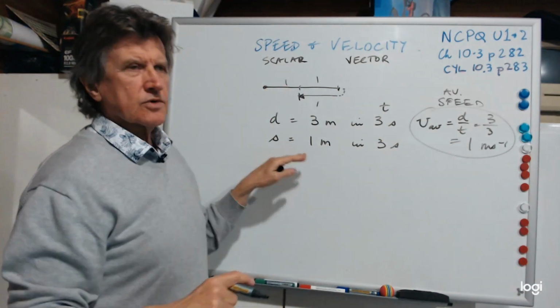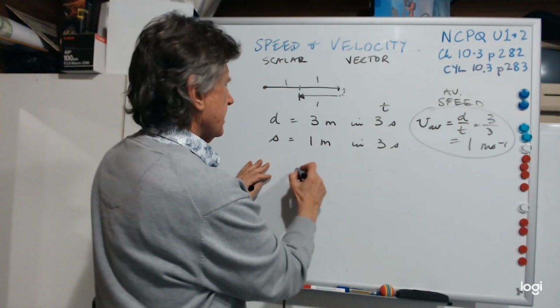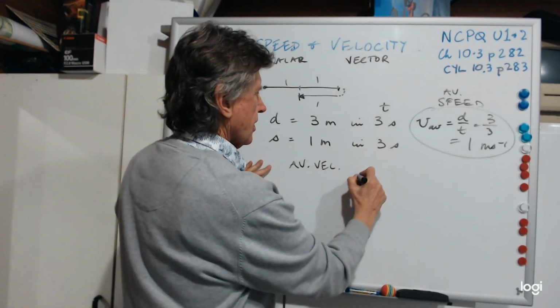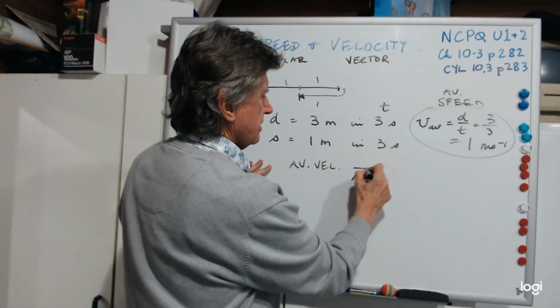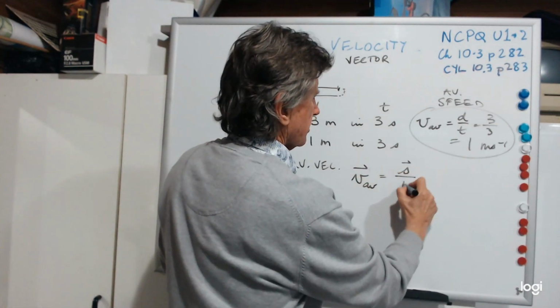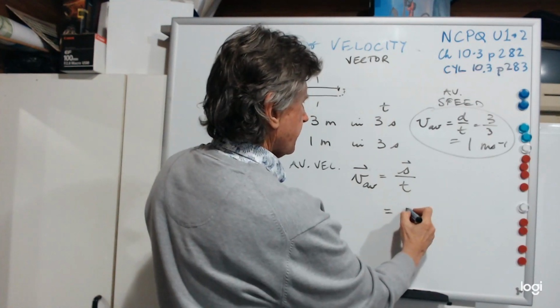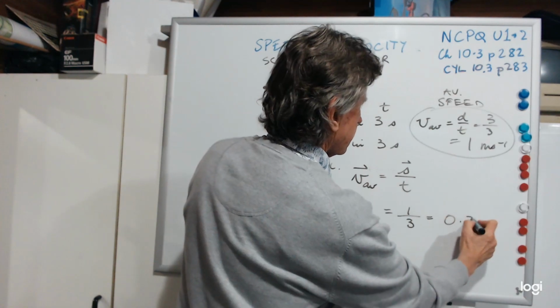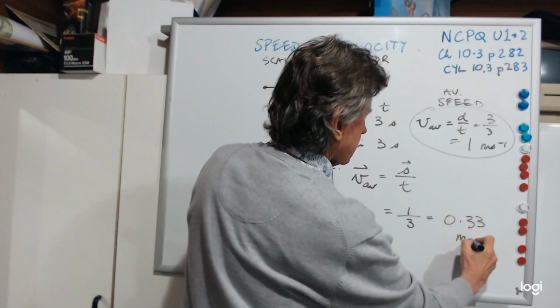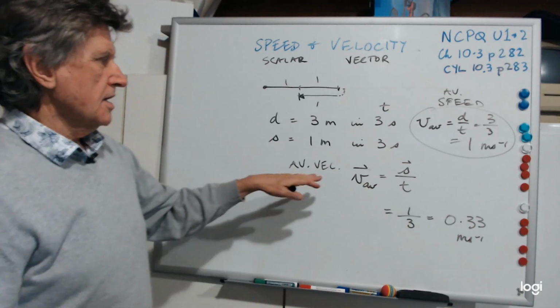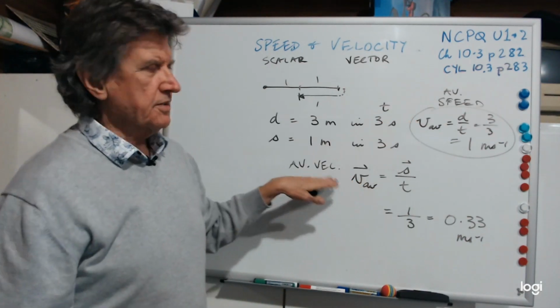The question is, what's my average velocity? So this is for average velocity. You know, V average velocity equals displacement on time equals displacement is 1, time is 3, and so that's 0.33 meters per second. So my average velocity is different to my average speed because of that.